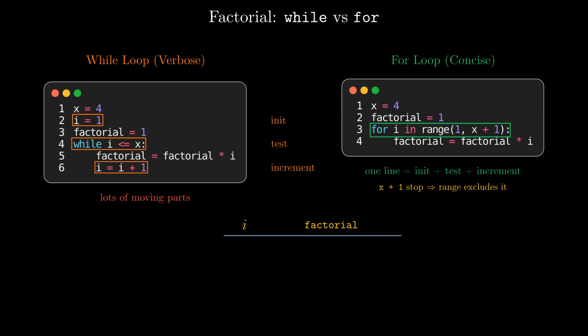The accumulator in action: factorial starts at 1. Multiply by 1, still 1. Multiply by 2, 2. Multiply by 3, 6. Multiply by 4, 24. 4 factorial is 24. The for loop handled initialization, incrementing, and the stopping condition all in one line.